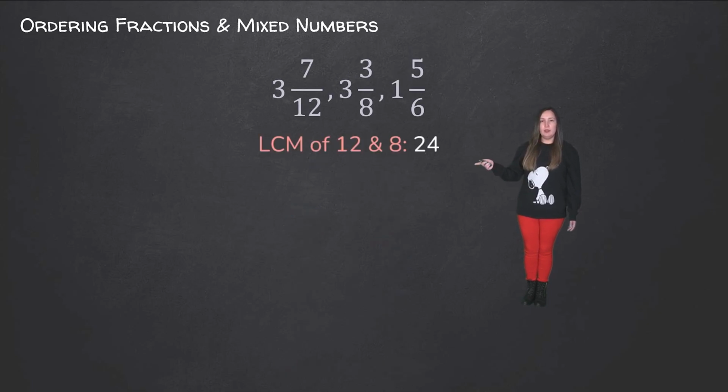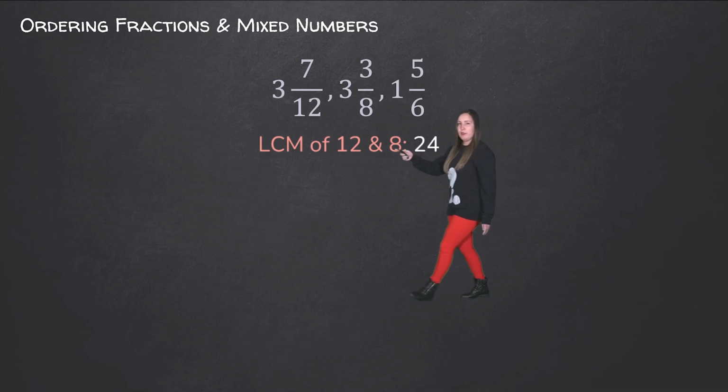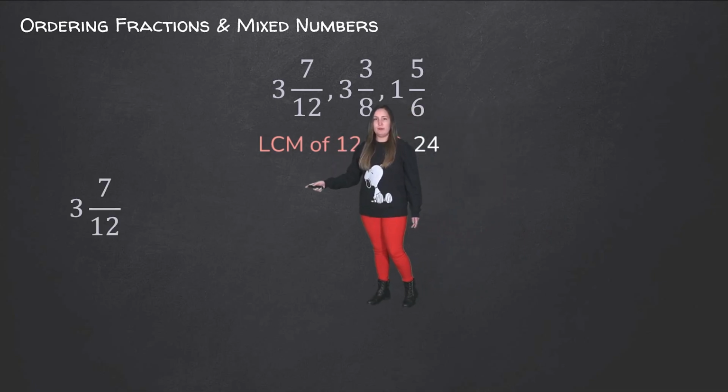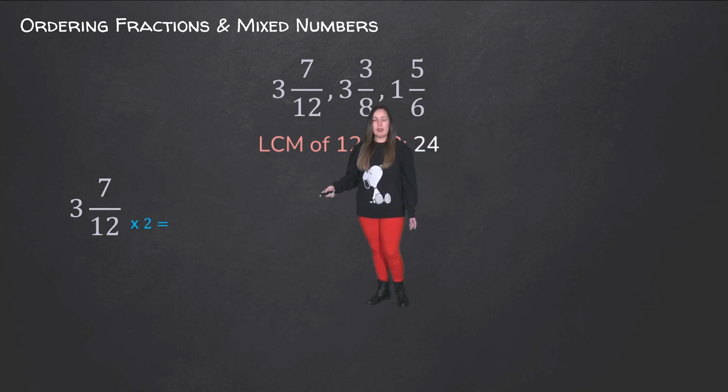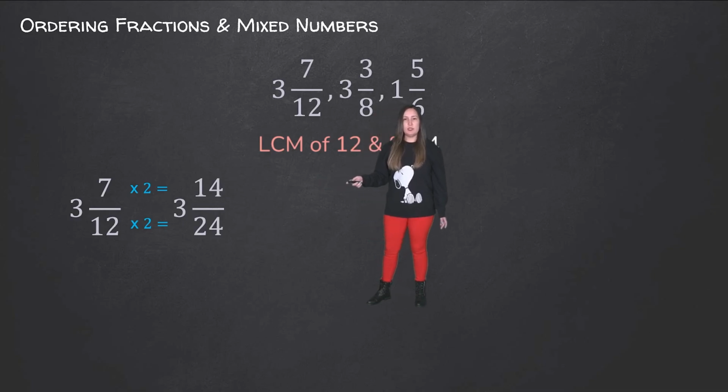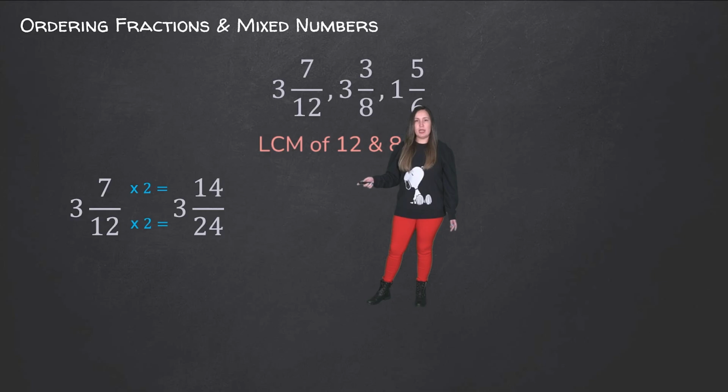So we're going to start off with 3 and 7 over 12. And in order to get a denominator of 24, we have to multiply 12 by 2. Whatever we do to the denominator, we must do to the numerator. The whole number stays the same, but for our numerator, 7 times 2 is equal to 14. And then for our denominator, 12 times 2 is equal to 24.